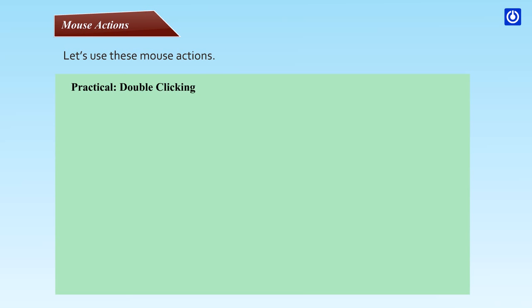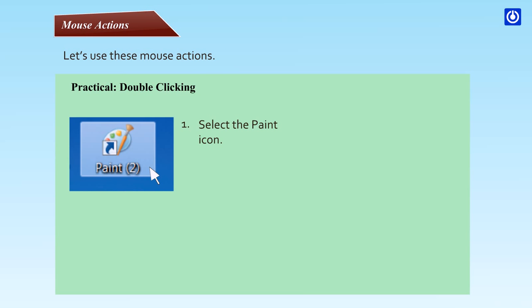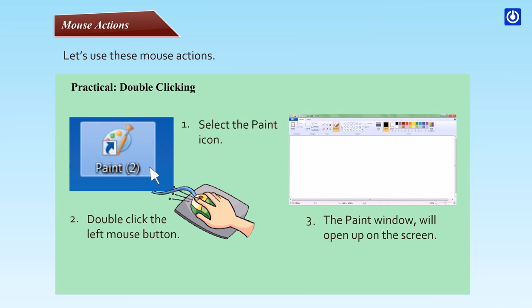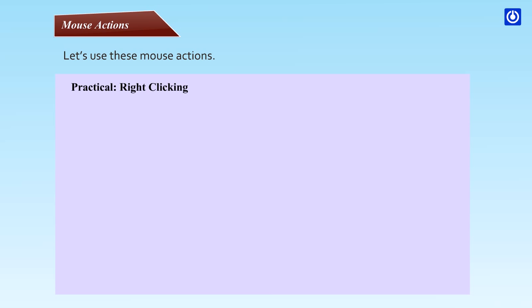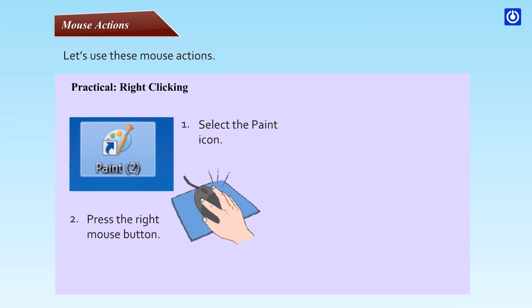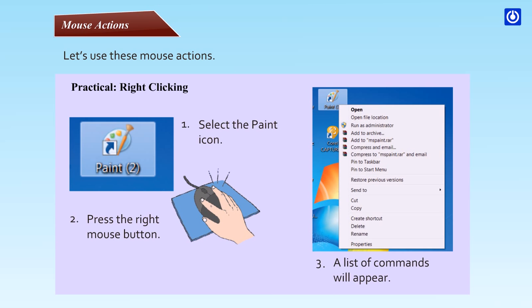Practical. Double clicking. Select the paint icon. Double click the left mouse button. The paint window will open up on the screen. Practical. Right clicking. Select the paint icon. Press the right mouse button. A list of commands will appear.